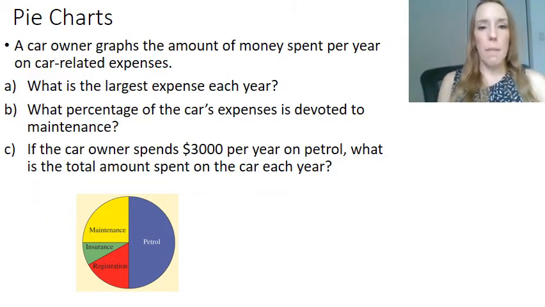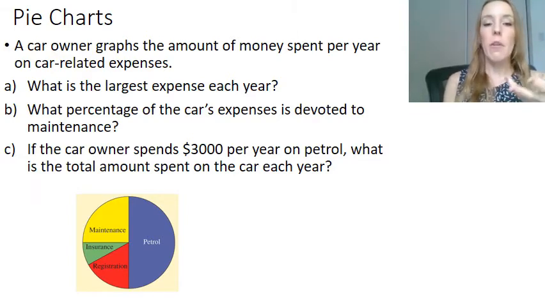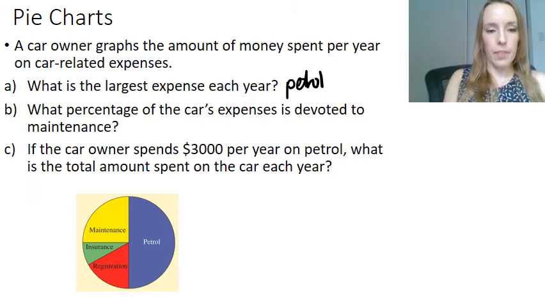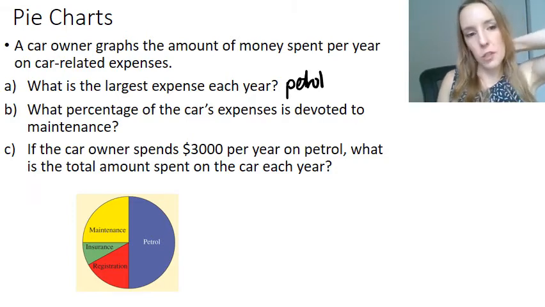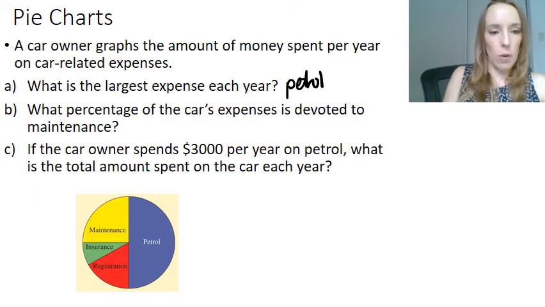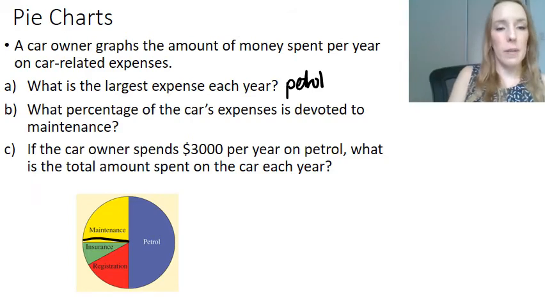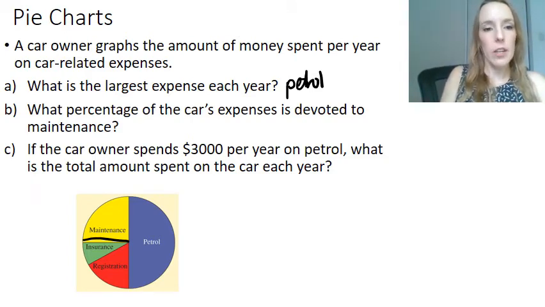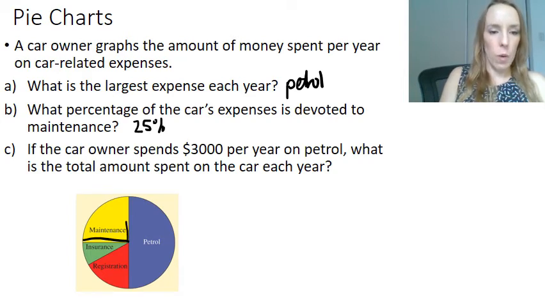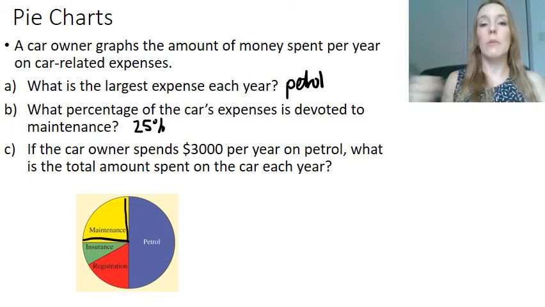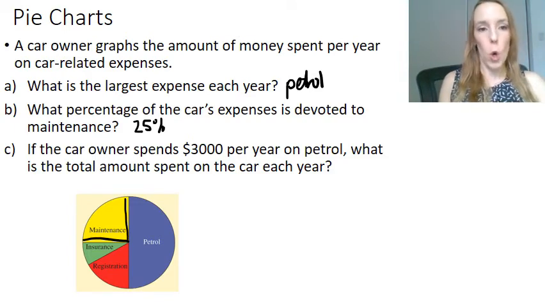So our owner graphs the amount of money spent per year on car-related expenses. So what is the largest expense per year? So even though we don't know the dollar values, we can just look at this pie chart. Which one takes up the most of the circle? Petrol. So petrol takes up most of it. Okay, what percentage of the car's expenses is devoted to maintenance? So we'll find maintenance. This is the yellow one there. And you can see that maintenance actually takes up a quarter. So a quarter of the expenses are maintenance. What's the percentage? So 25%, because this wedge here is 25% of the circle, so we know it takes up 25% of his expenses or her expenses.